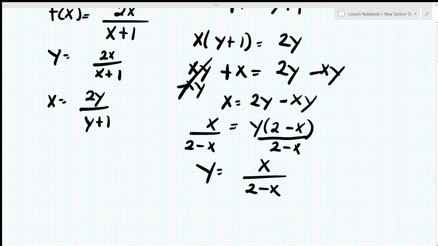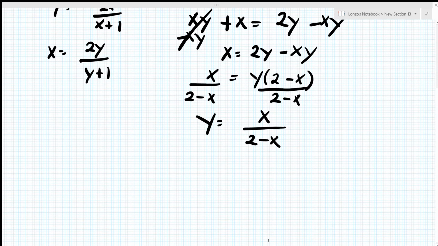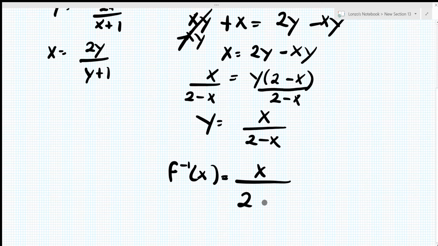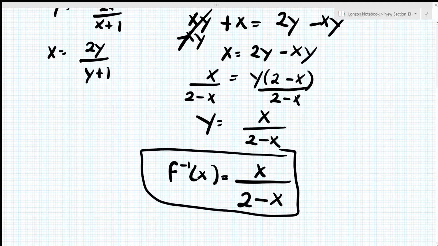And then my last step is replace y with f inverse. So my final answer is going to be f inverse of x equals x divided by 2 minus x. And that's how you find the inverse of that one. I think one more problem, and then that'll be it for this section.